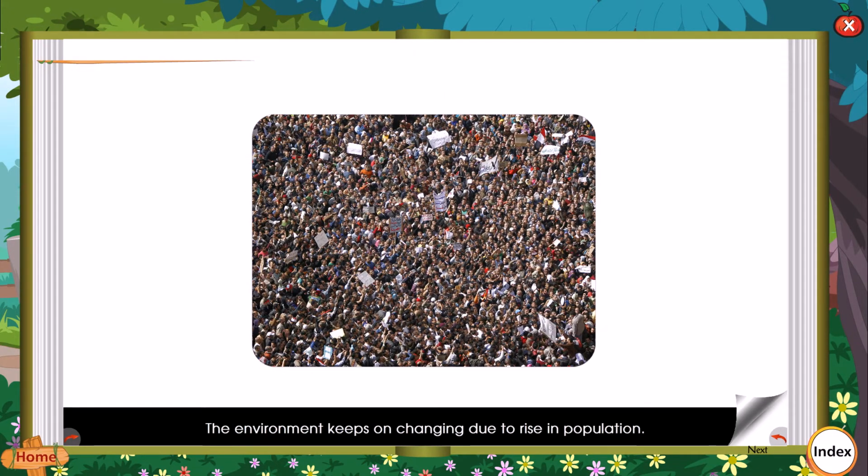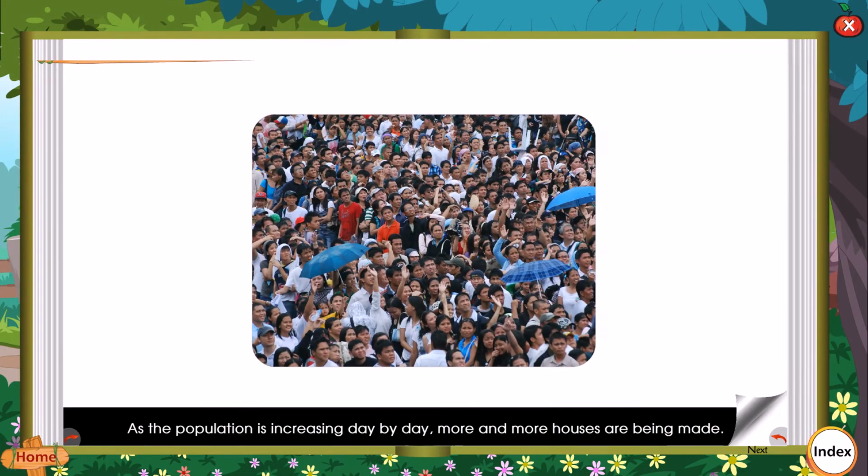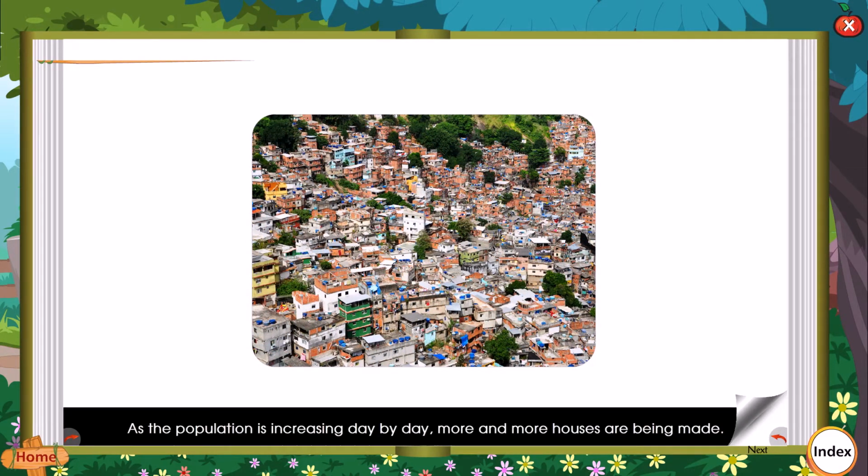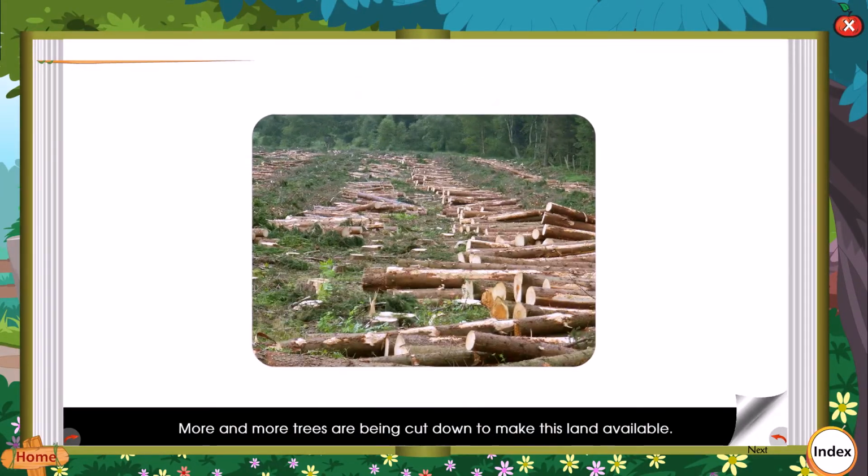The environment keeps on changing due to rise in population. As the population is increasing day by day, more and more houses are being made. Where does the land for making these houses come from? More and more trees are being cut down to make this land available.